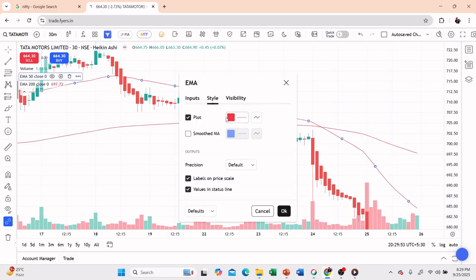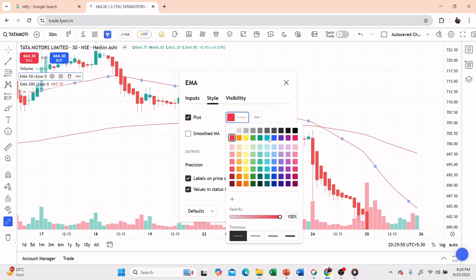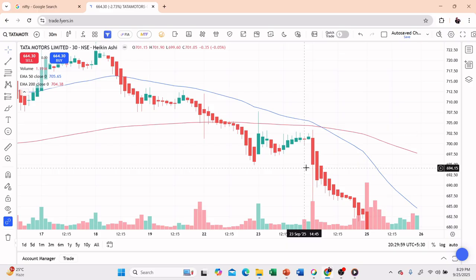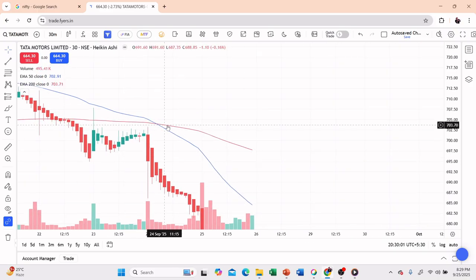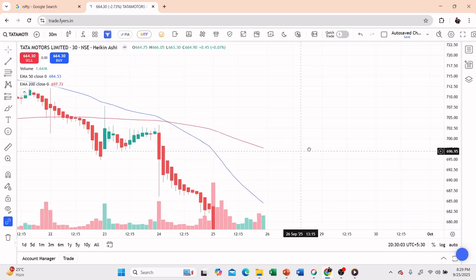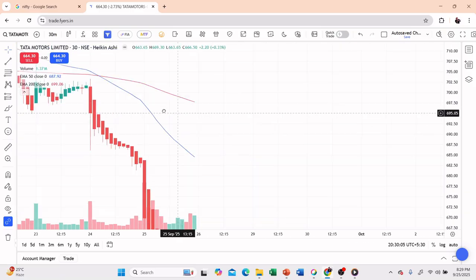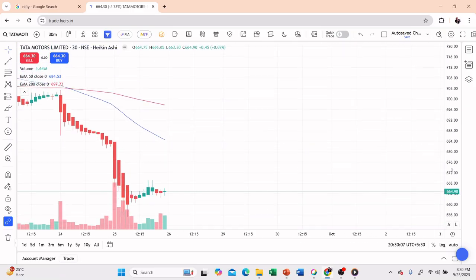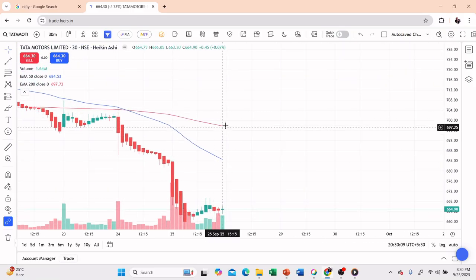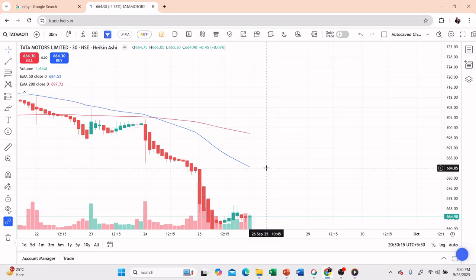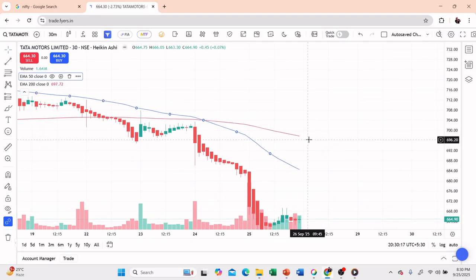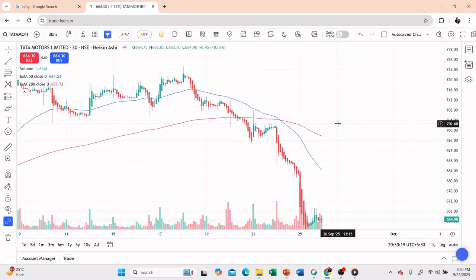So let me change this one into the fast moving line. I always prefer to keep it blue. Yeah. So this is the 200 exponential moving average, the red line. It gives a buying indication only when the stock price goes above this level. Now at present it is showing 697. So unless and until it crosses 697, there is no bullish momentum. I would not take a long position in this stock.